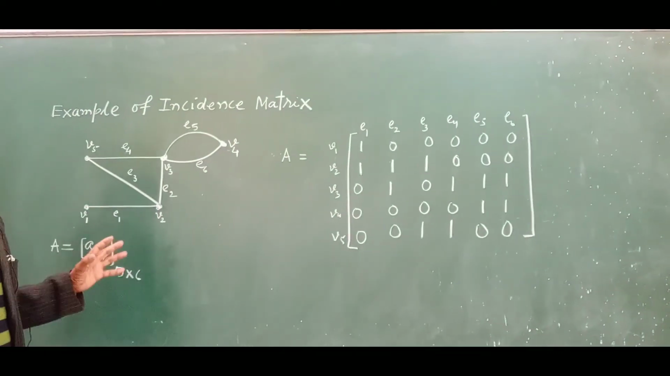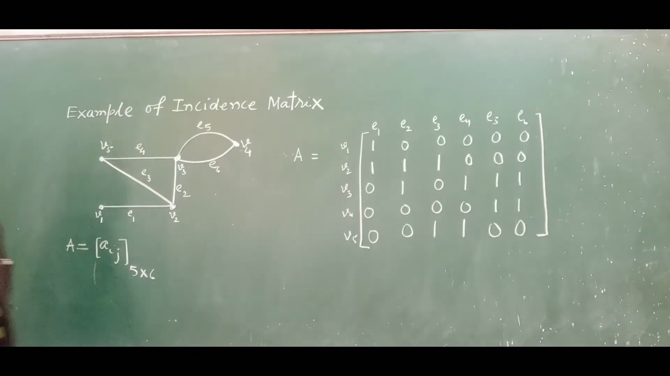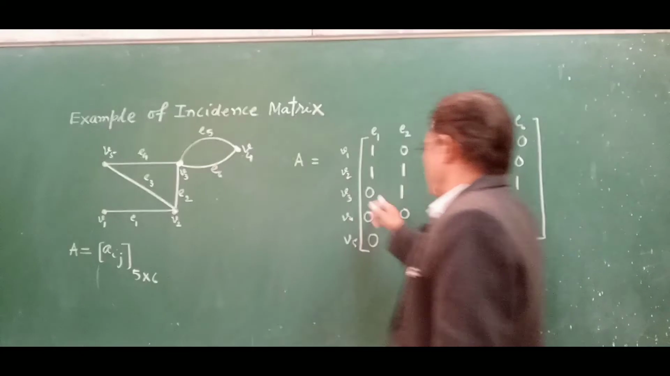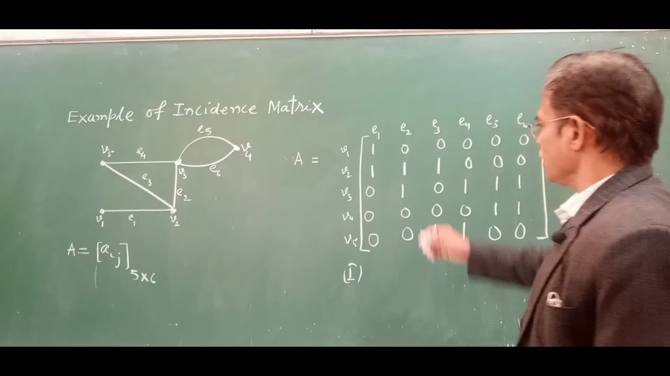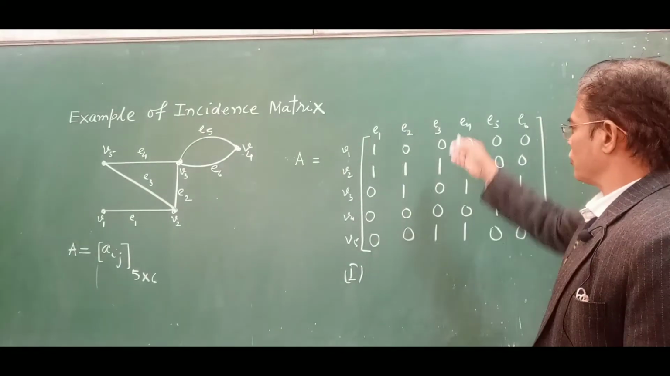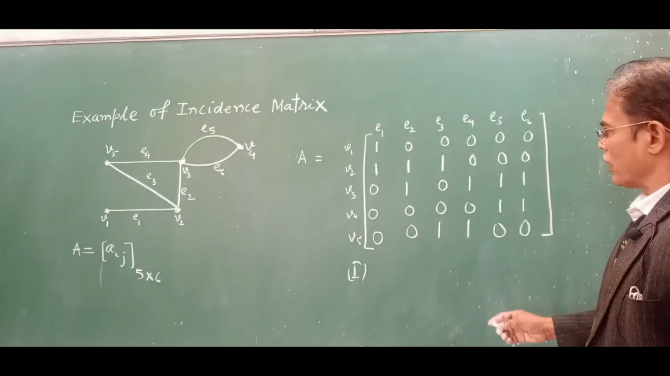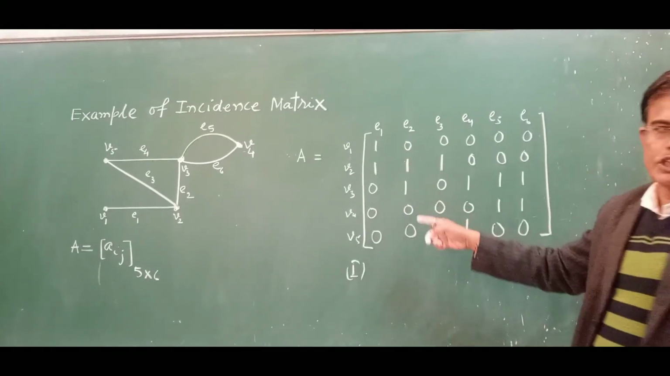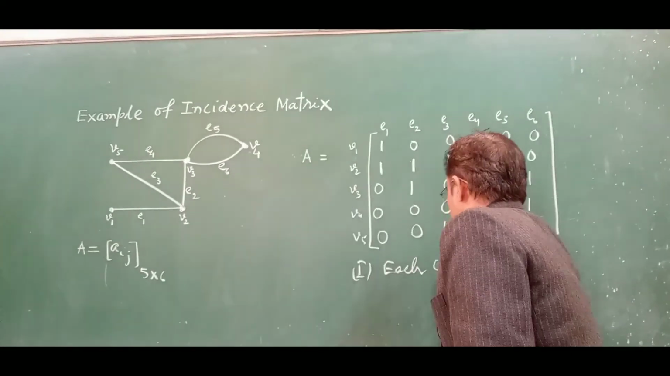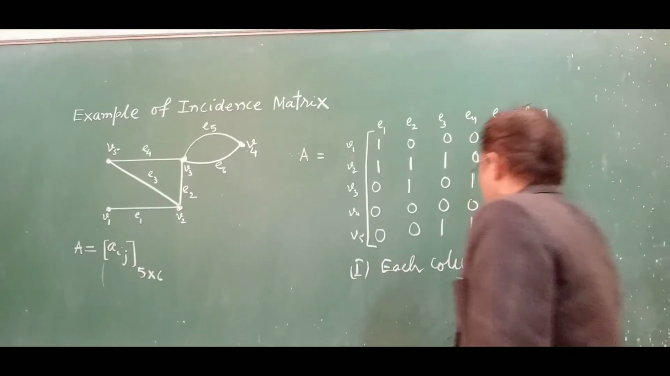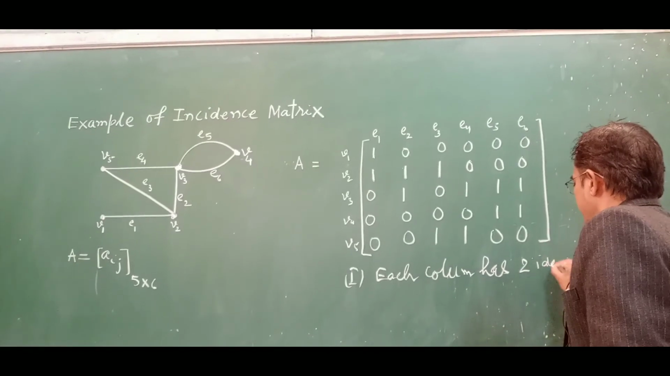Okay. Now some important properties of the incidence matrix. You see here in this matrix, the first property is this: first column, second column, third column. You see each column contains only two identity elements. So this is the first property: each column has two identity elements.